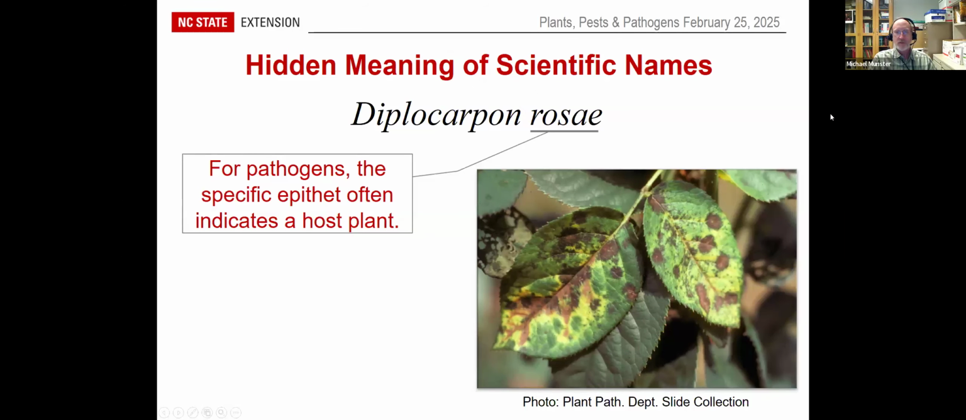Another common source of specific epithets is the host when you're dealing with pathogens. In this case, Diplocarpon rosae refers to the fungus that causes black spot on rose, and the rosae, of course, indicates what the host of this fungus is.